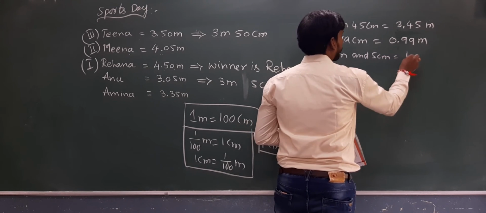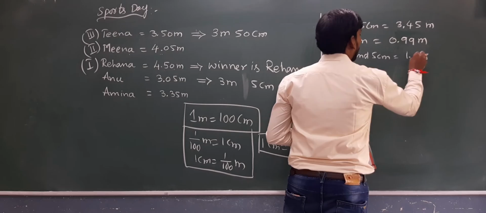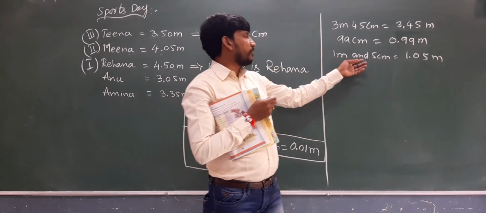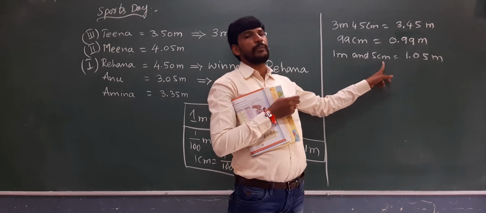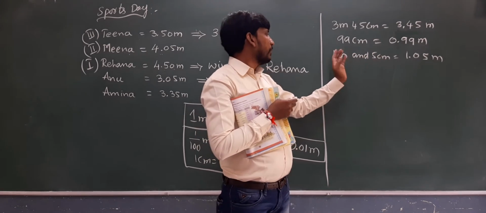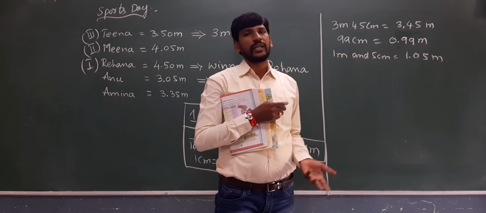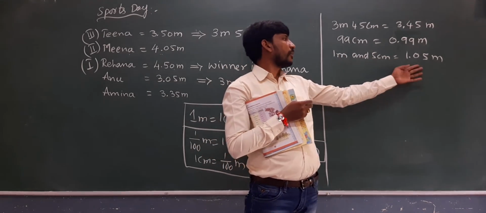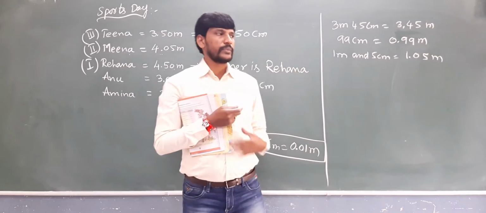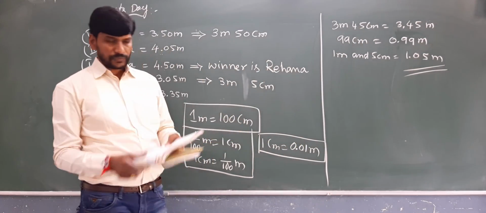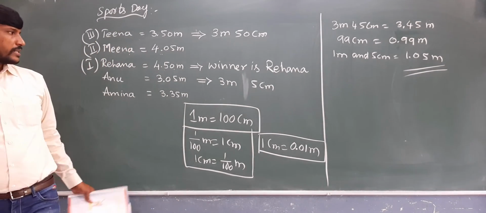This can be written as 1.05. Please just see this here. This is very important. 1 meter 5 centimeters: by adding, 1 meter equals 100 centimeters, 100 plus 5 is equal to 105 centimeters, which is nothing but 1.05 meters. Clear? Please complete this in your classwork. Okay? Did you understand that?